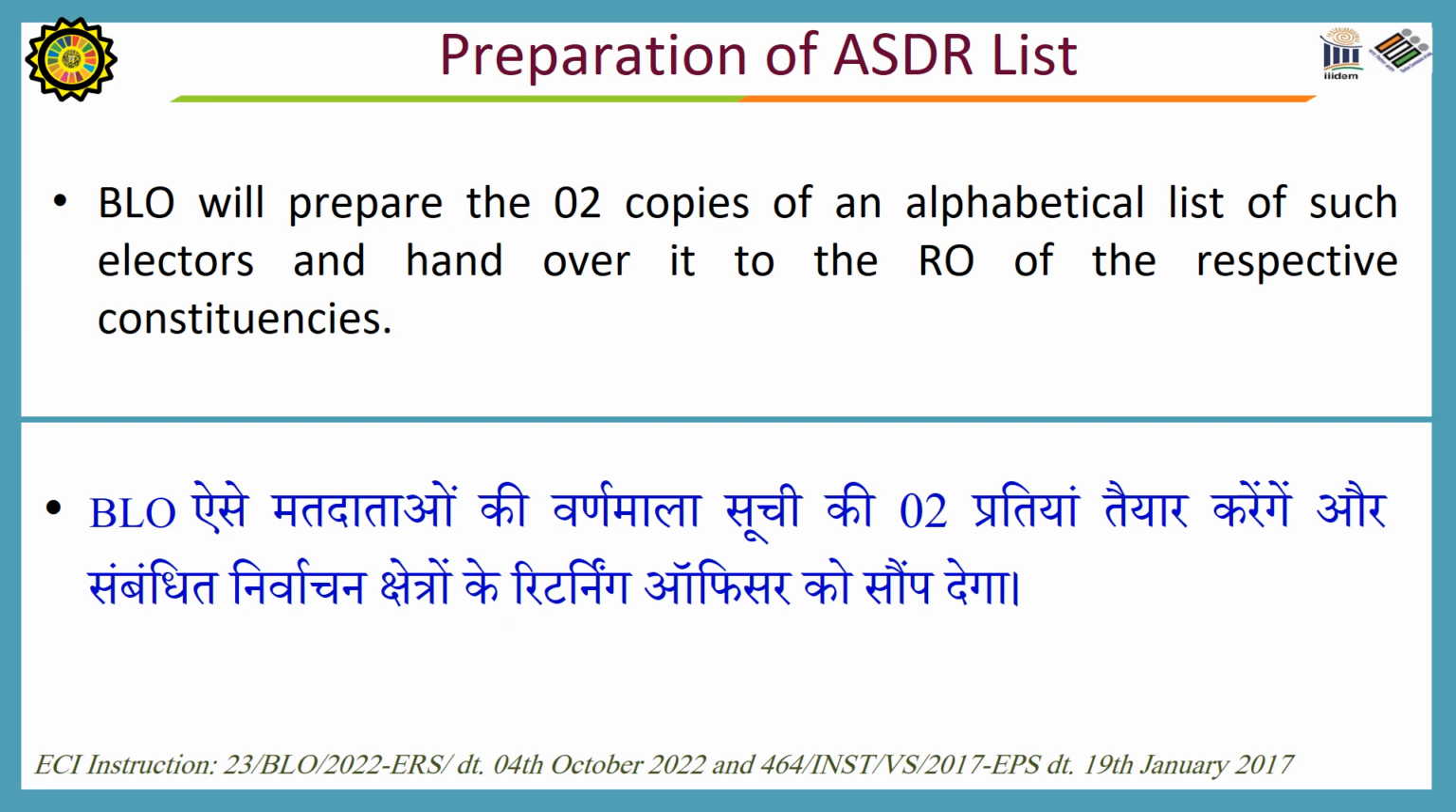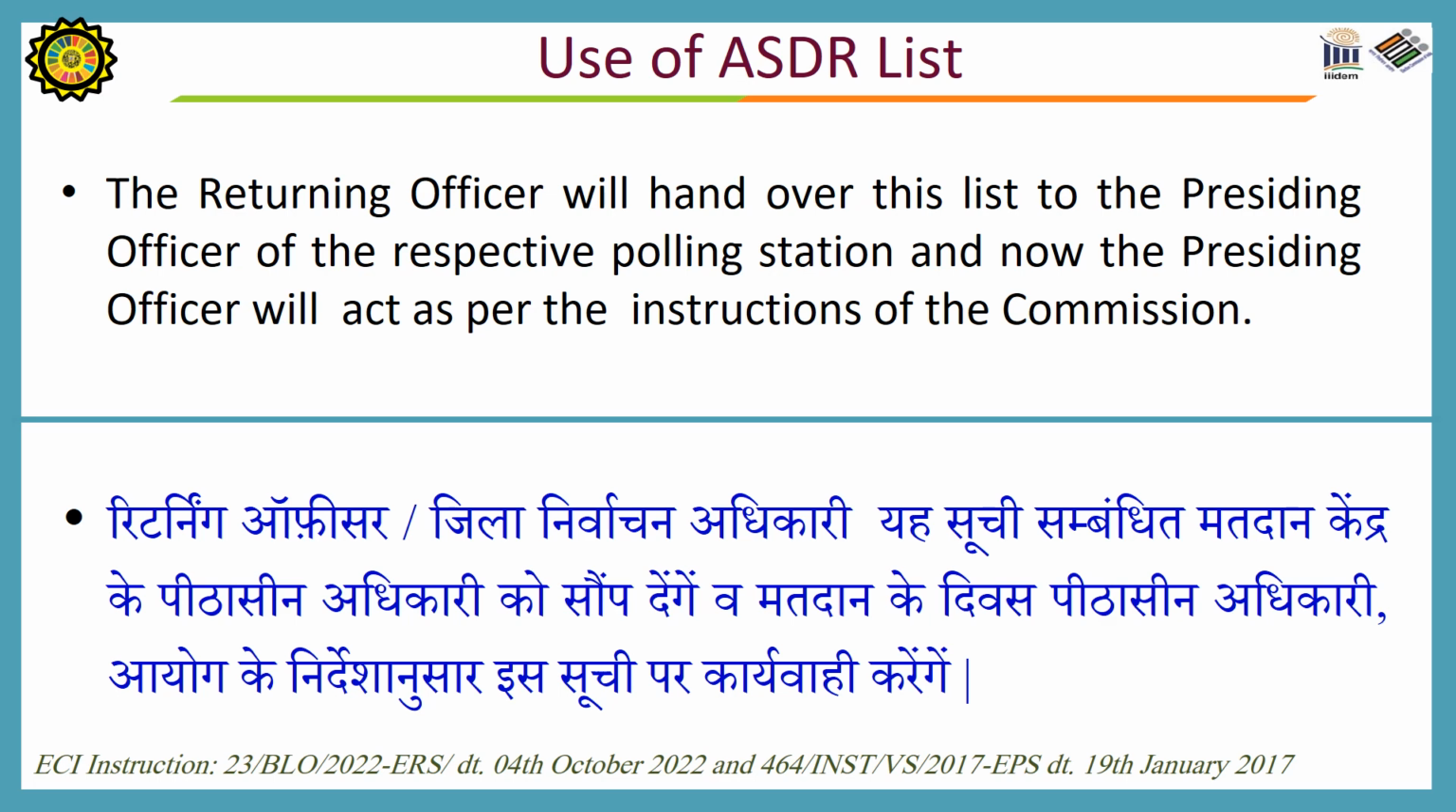The BLO will prepare 2 copies of an alphabetical list of such electors and hand it over to the RO of the respective constituencies. Use of ASDR list. The returning officer will hand over this list to the presiding officer of the respective polling station, and now the presiding officer will act as per the instructions of the Commission.